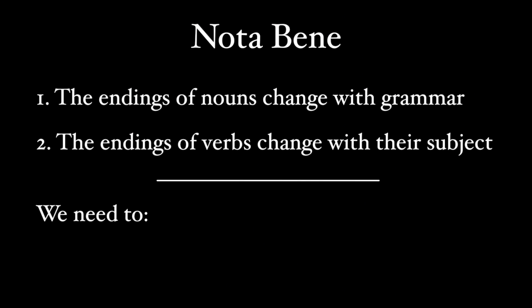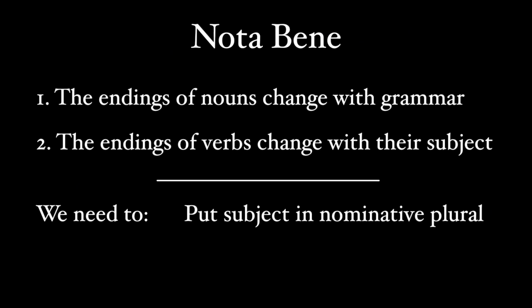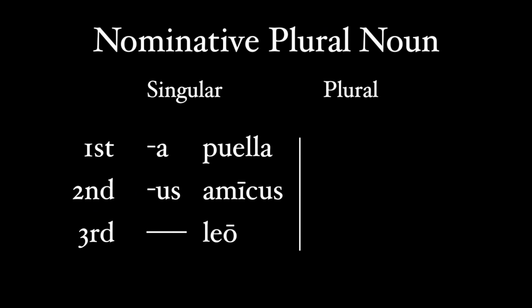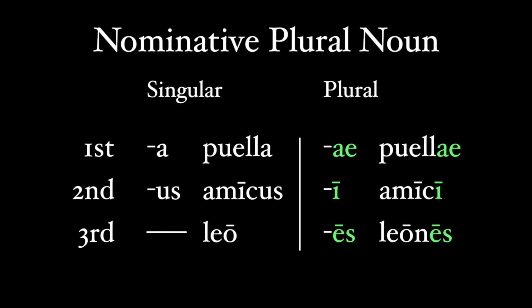So we have to do two things with our sentence. We need to put our subject in the nominative plural, and we need to give our verb the third-person plural ending. First, the nominative plural. For first declension nouns, the nominative plural is an -ae, pronounced "eye," which gives us puellae. For second declension nouns, the nominative plural ending is a long -i, pronounced "ee," which gives us amici. And for third declension nouns, the nominative plural ending is a long -es, pronounced "ace," which gives us leones, and we have to add that n to leo.